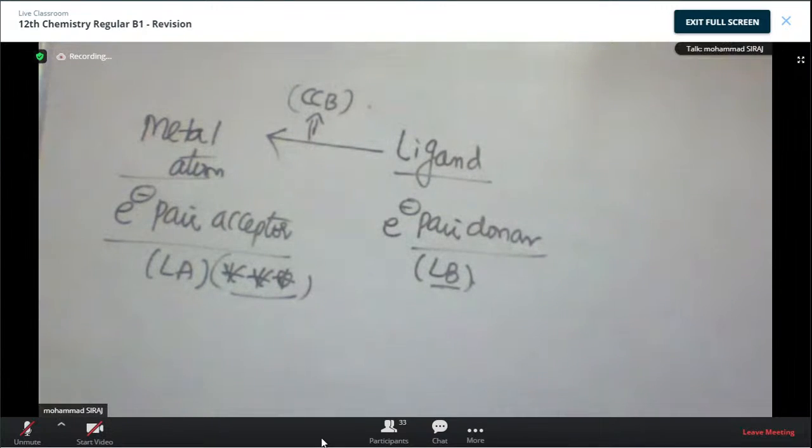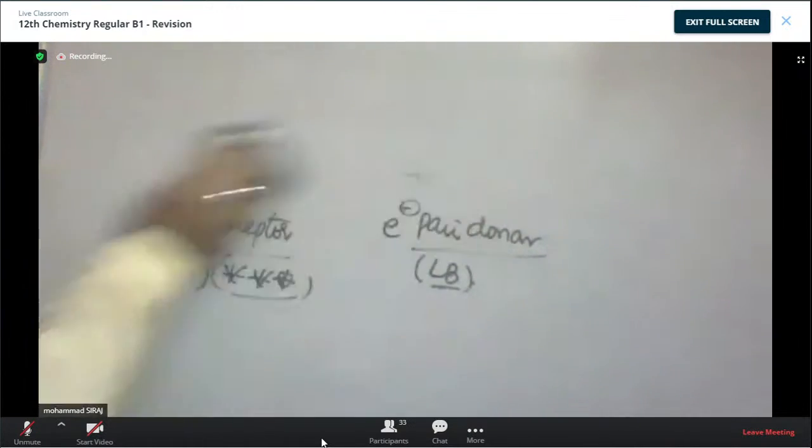Ligand is a donor. Metal is an acceptor. This one point be clear. Here, the denticity of a ligand will be there. Denticity of ligands.